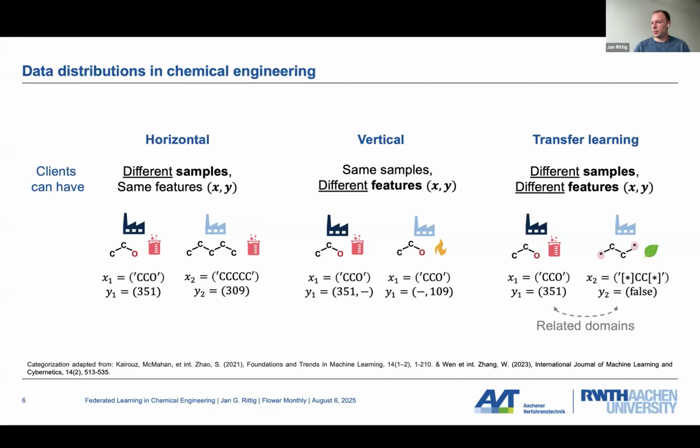And then the last categorization is the transfer learning one, where we have different samples and different features. And this is quite common also in the chemical industry. So we have companies working on different regions of the chemical space. This could be one company working more on small organic molecules and the other company working, for example, on polymers. But at the end, these are both molecular domains, and also they are somehow related. So we can also use these relations in transfer learning setups.